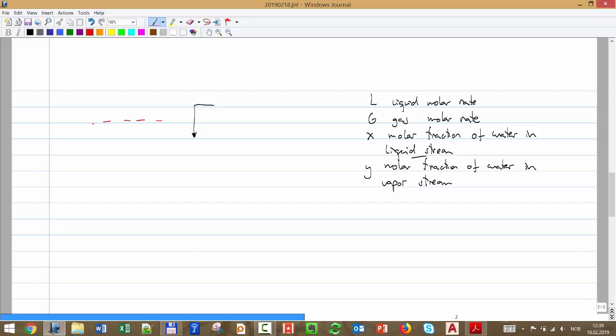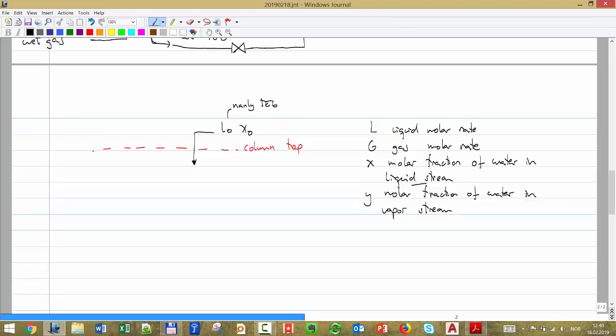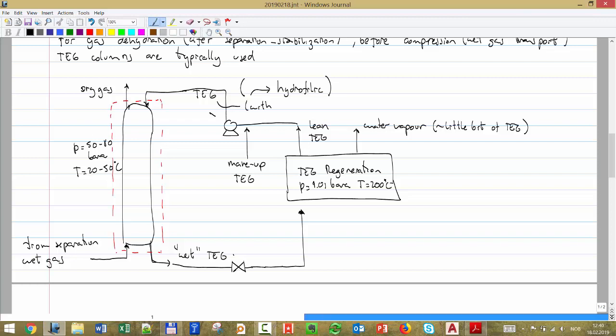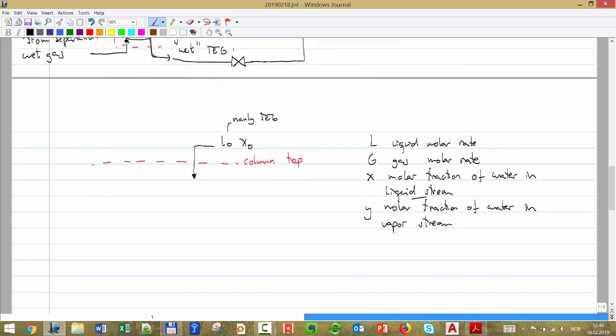Let's say that's the inlet to the column, or the top of the column. Column top. We have an inlet of L0, which you will see now why we call it zero, but that's some TEG, that's mainly TEG. And we have some X0, which means that TEG comes with some water from the regeneration process, it might be with a little bit of water. That's why I say X0. That's the mole fraction of water in that stream.